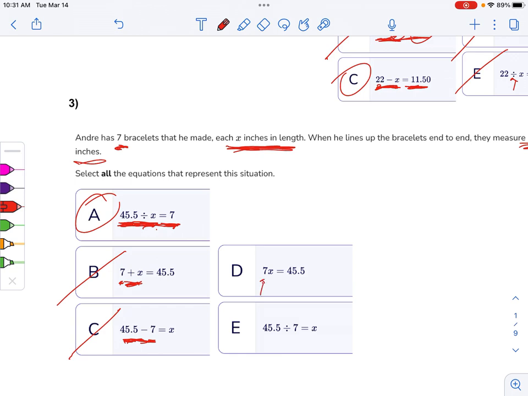This guy here's multiplying. This is saying I have 7 bracelets of an unknown length, and when I multiply them together, I get the total. That totally works. And this one's saying I have my total divided into 7 groups, and I should get x, which also works.